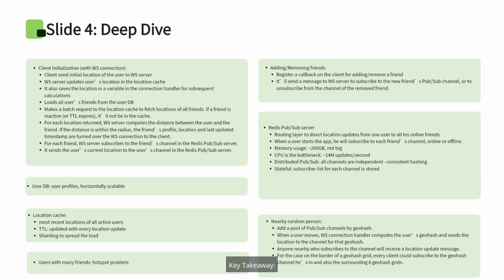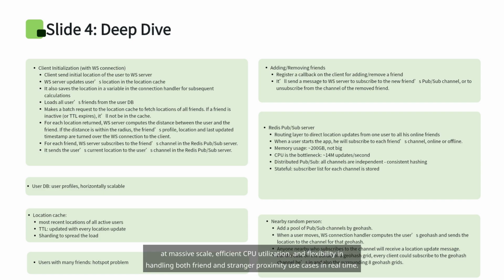Key takeaway. This architecture emphasizes low-latency delivery of location updates at massive scale, efficient CPU utilization, and flexibility in handling both friend and stranger proximity use cases in real time.